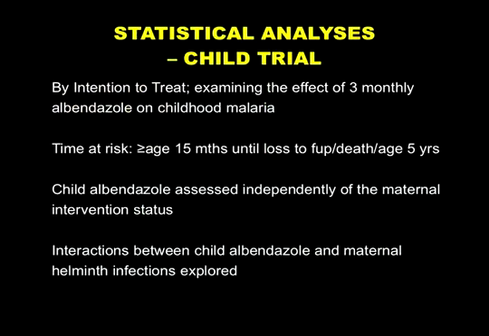Similar analyses were carried out for the childhood trial. Only for the children, the time at risk was from age 15 months, or the first time they came in after age 15 months, until they were lost to follow up, or passed away, or attained age 5. To note also, child albendazole was assessed independently of the mother's anthelminthic treatment, and interactions between child albendazole and the mother's infections were also explored.